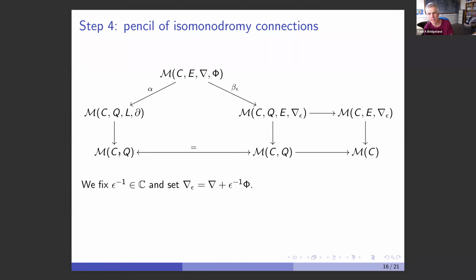So we have our curve and quadratic differential, and we have a line bundle with a connection on it. And then I've just been explaining this map that says that you can associate to this a rank two bundle on the curve C with a Higgs field, but also with a connection. And what I was trying to explain was that this map is birational.